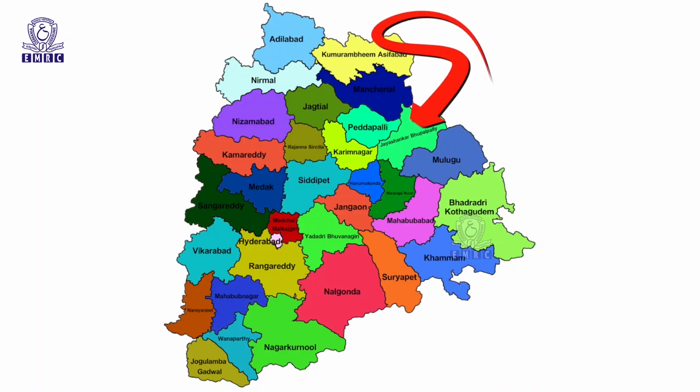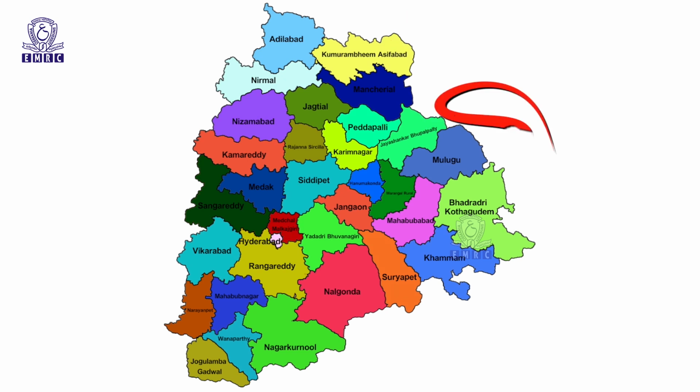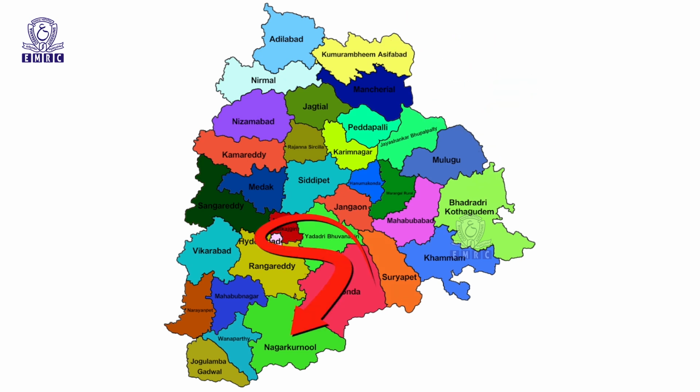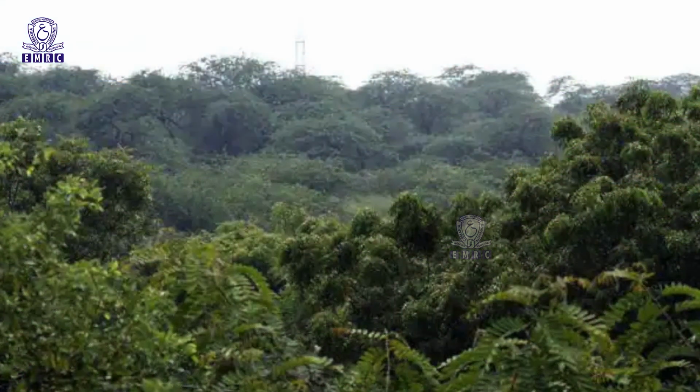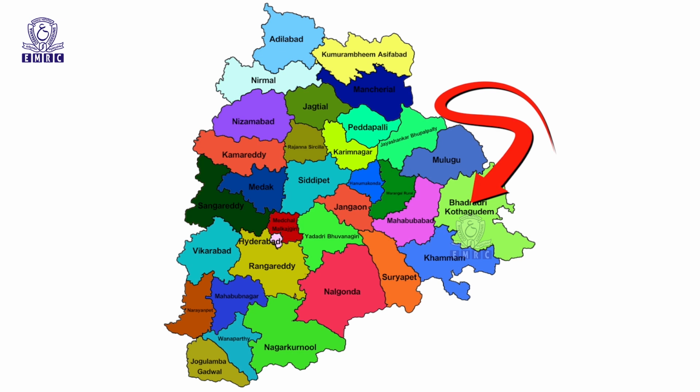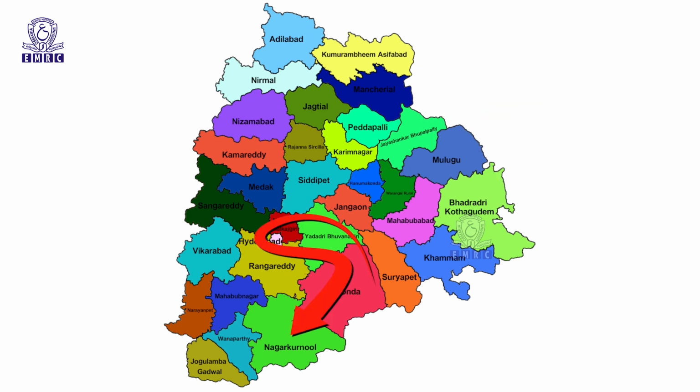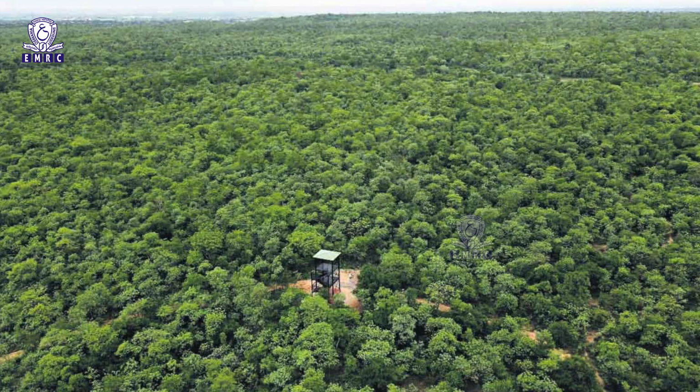About one-third of the total forest area is present in 5 districts, that is Mulugu, Bhadradri Kothagudem, Komaram Bheem Asifabad and Jayashankar Bhupalpally. The 4 districts, Jayashankar Bhupalpally, Bhadradri Kothagudem, Mulugu and Nagarkurnool, together account for more than 50% of the total forest area. In terms of forest cover, Bhadradri Kothagudem district has the highest, followed by Mulugu, Nagarkurnool and Komaram Bheem. The state occupies 12th place in terms of forest cover in India.